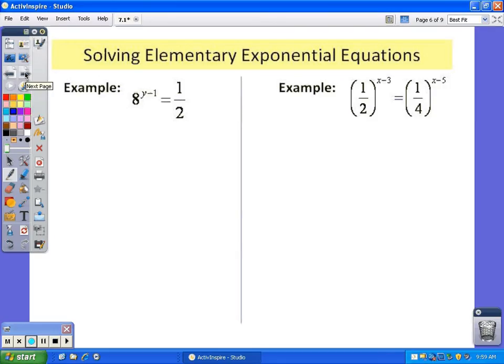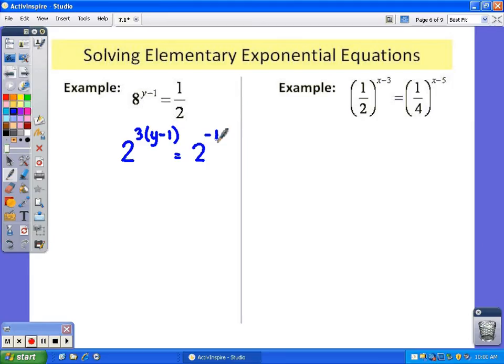Let's try this next one. 8 to the y minus 1 is equal to 1/2. We already have the term with the exponent by itself. Now we need to change our bases. 8 can be written as 2 to the 3rd power, and we still have that y minus 1 exponent. 1/2 can be written as 2 to the negative 1 power.